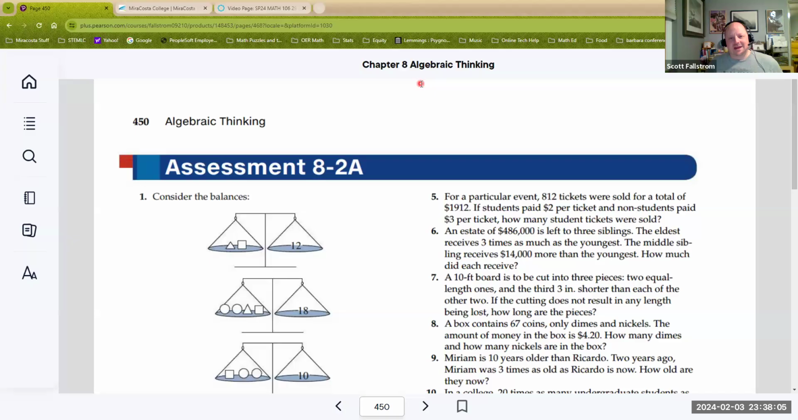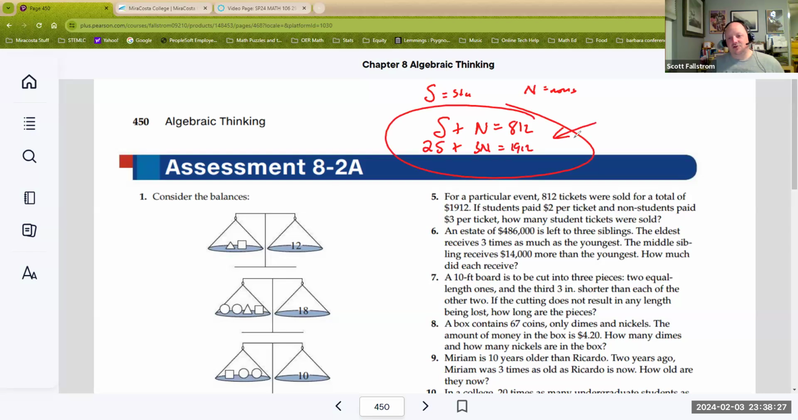And they would have focused on the actual algebra, where they say, how many tickets were there? Got it. Let S be the number of students. Let N be the number of non-students, right? And then they'd say S plus N is 812. And then you say, well, $2 per student plus $3 per non-student equals 1912. And they're trying to get you to use algebra to solve the problem. And hopefully what you saw today is that you don't actually need that. It might be helpful, but you don't need it.